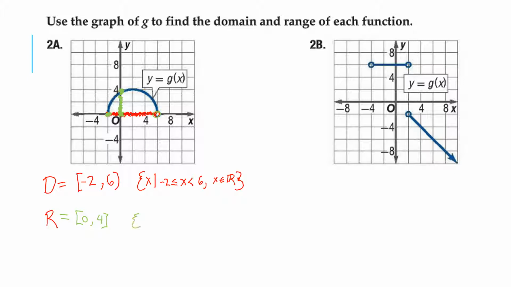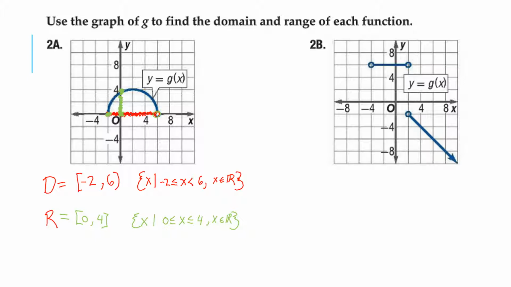In set builder notation, it's y such that 0 is less than or equal to y is less than or equal to 4, and y is a real number. Okay, and close braces. Next problem here. I'm going to switch back to red so I can do my domain.